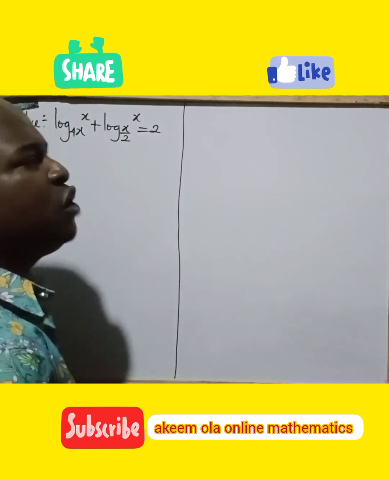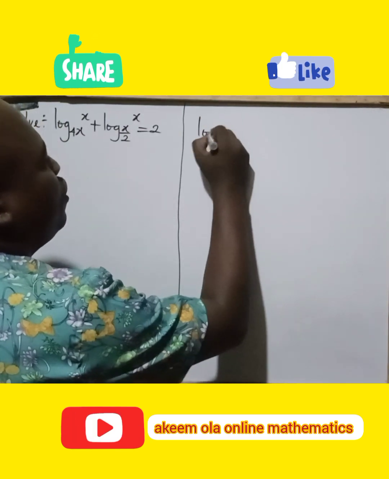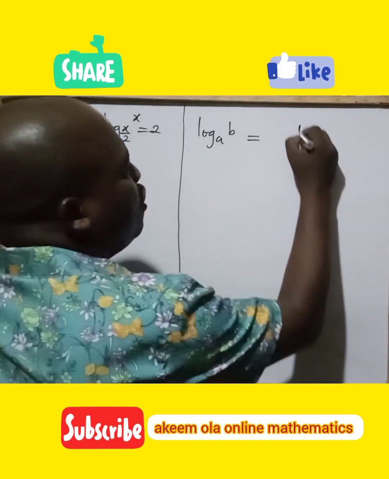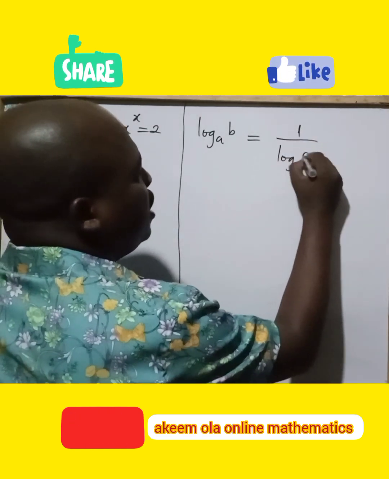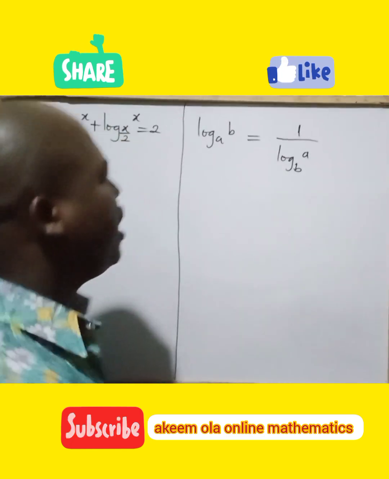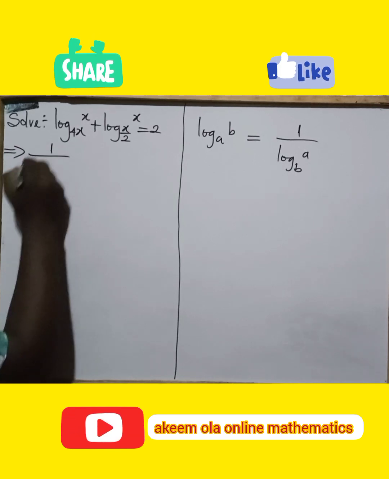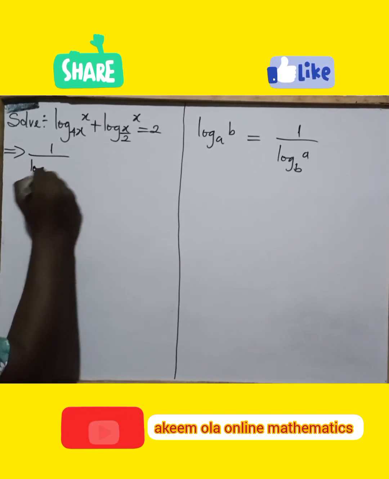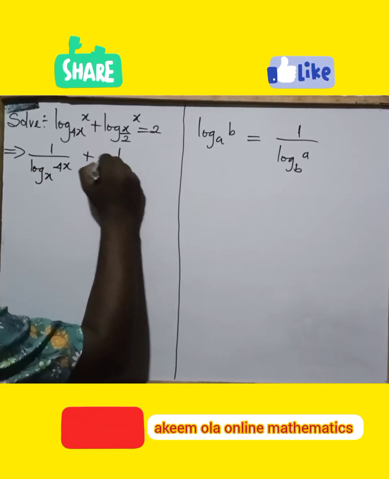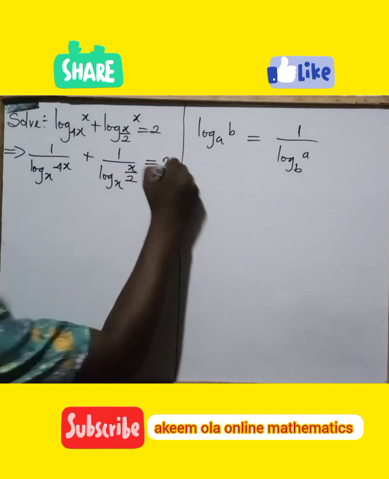If we are going to do that, then we are going to consider the law of logarithm: log base A of B. If I want B to become A and A to become B, that means I'm going to have 1 all over log base B of A. So if I should do that here, I am going to have 1 all over log of 4x base x, then plus 1 all over log of x base 2x, is now equal to 2.